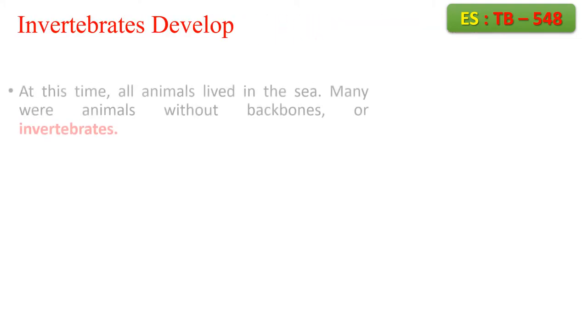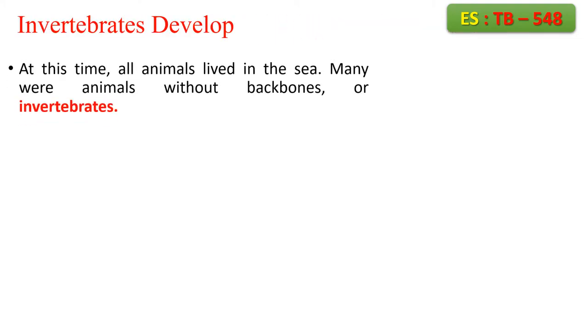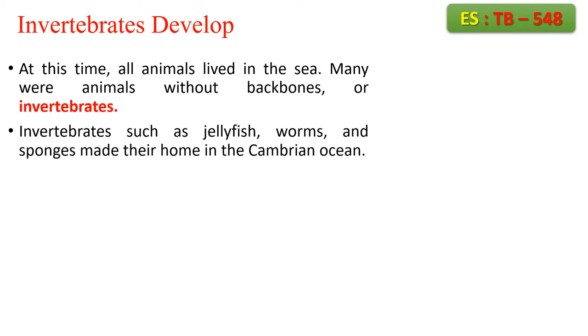Invertebrates develop. Now let us check one of the most important events in the Paleozoic era: the development of invertebrates. At this time, all animals lived in the sea. Many were animals without backbones, or invertebrates. Invertebrates such as jellyfish, worms, and sponges made their home in the Cambrian Ocean.